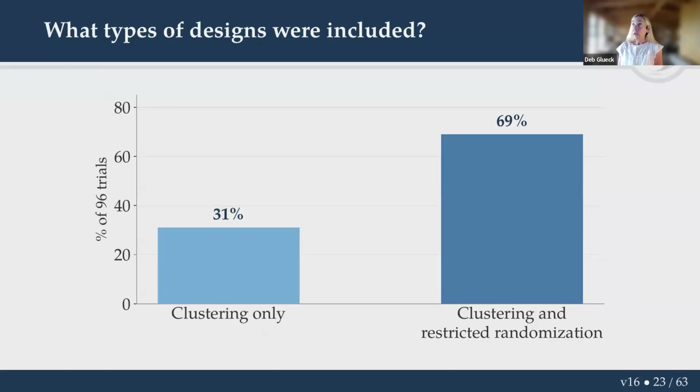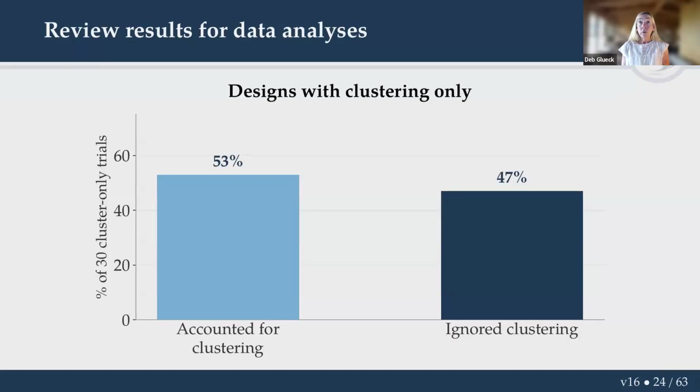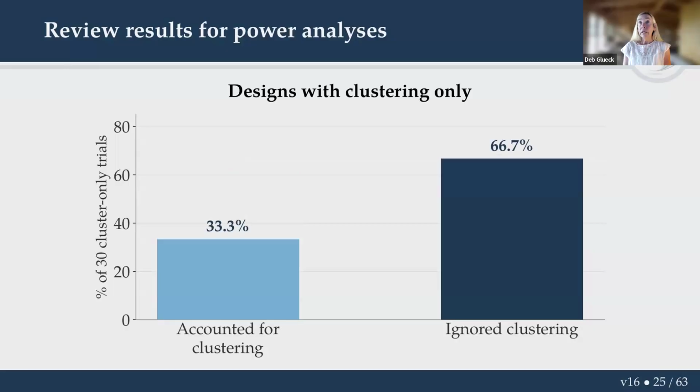We saw two major sorts of designs of studies with clusters that were included in our systematic review. 31% had only clustering, and 69% had both clustering and restricted randomization. So now let's think only about designs with clustering, but no restricted randomization. In data analysis, for designs with clustering only, 53% accounted for clustering correctly, but 47% ignored clustering. When we look again at designs with only clustering and no restricted randomization, about 33% accounted for clustering in their power analyses, but almost 67% ignored clustering in their power analyses.